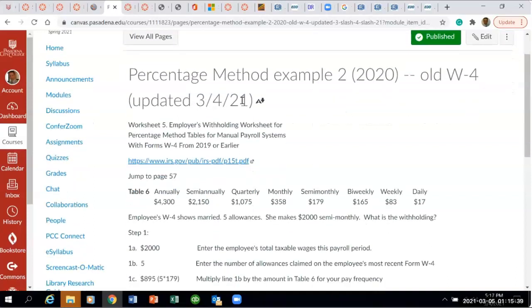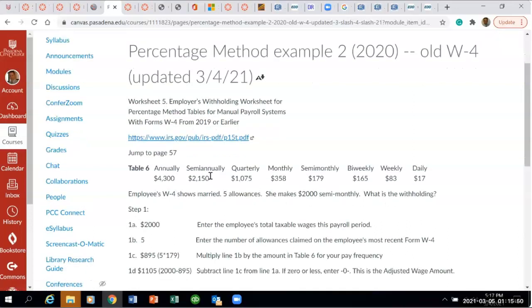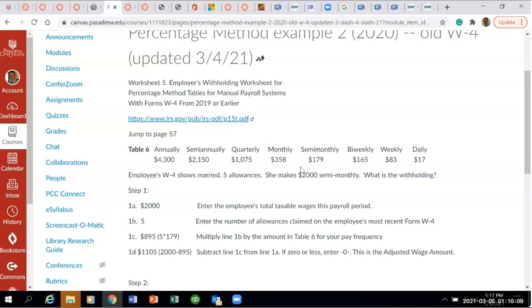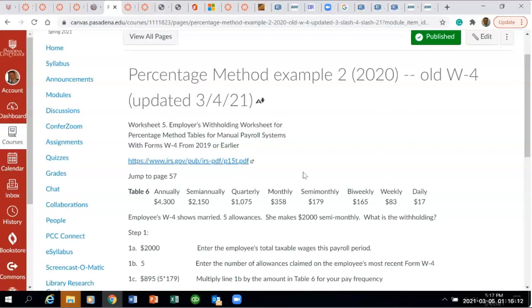So this one I also updated. Who is this? Let's see. It's a married person, 5 allowances, and she makes $2,000 semi-monthly. Semi-monthly means twice a month. What is the withholding using the old W-4? Married, 5 allowances. As soon as it says 5 allowances, I know it's the old W-4.